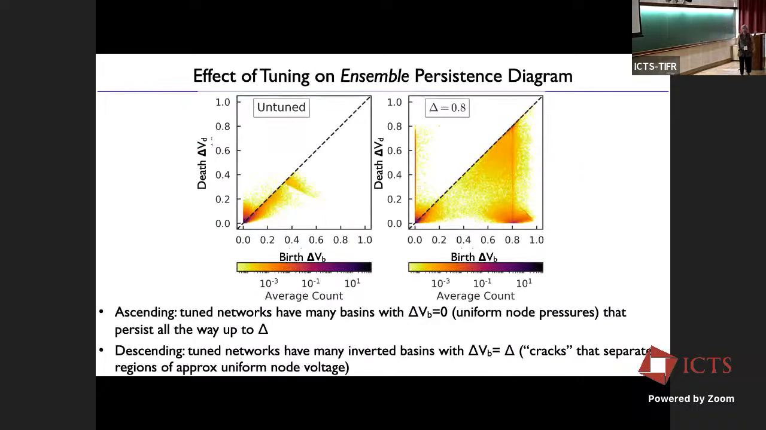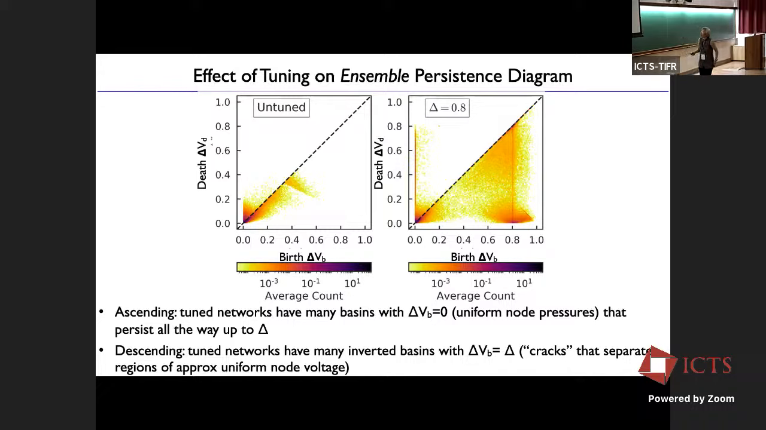And this is what you get if you look at the ensemble. So I have here an ensemble of networks that have not been trained, and here I have the ensemble of networks that have been trained to have a response of 0.8. The target is 0.8 of the source. And this is a heat map, so the darker it is, the more birth-death points there are. This is from looking at thousands of networks that have all been tuned for the same thing.